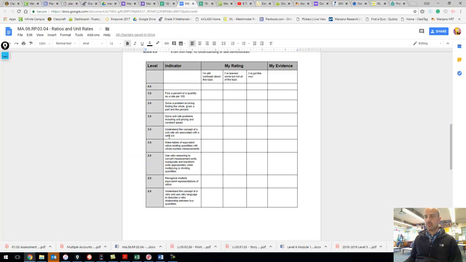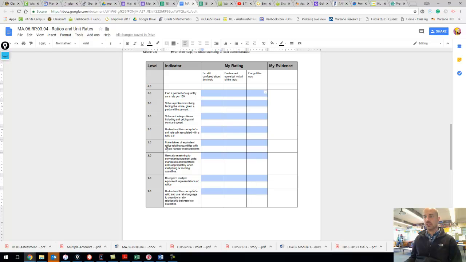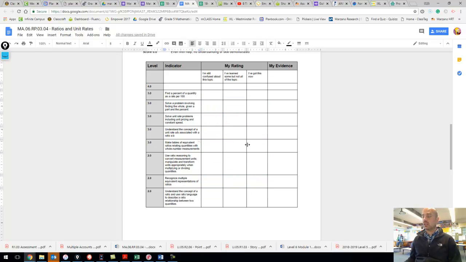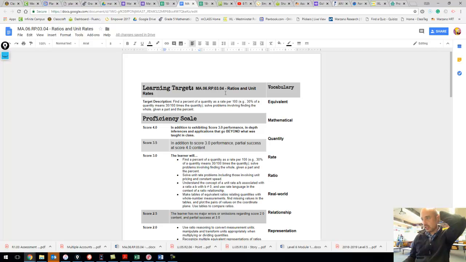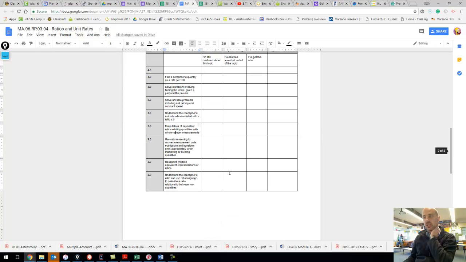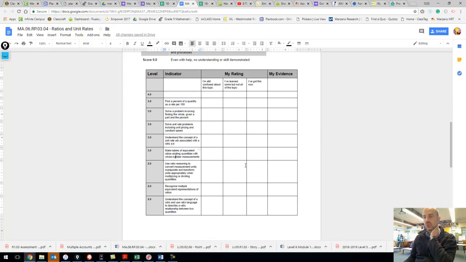Every single time I give them feedback, we ask them to readjust their ratings based upon which indicator we're working on. The students throughout this unit, which was ratios and unit rates for level 6, a really hefty learning target, had a lot of score 3, score 2 indicators in it, and it took us I think 26 different lessons to get to the point where we're at.